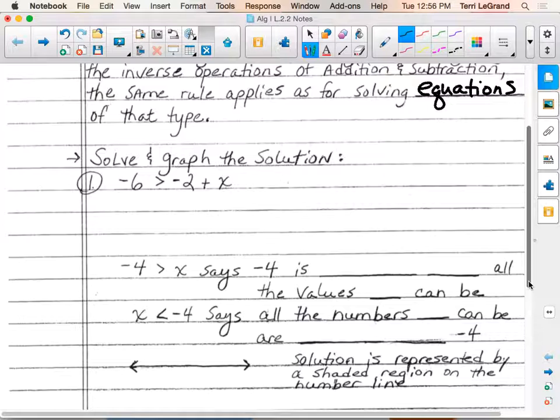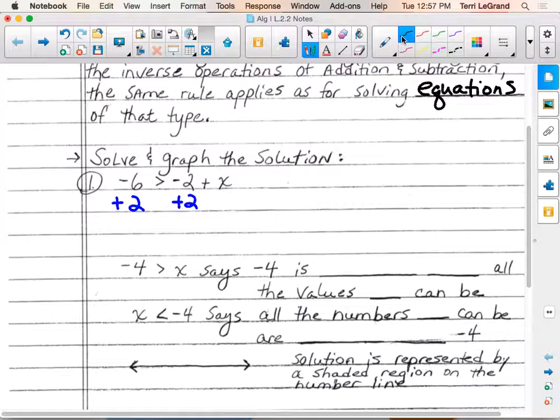So our first one here, what would we do to solve this then? If we have -6, what's that symbol say? Is greater than -2 plus x. What would be our move to get x alone? Blake? Add 2 to both sides of the inequality. This time it's an inequality rather than an equation, right? Add 2 to both sides of the inequality.